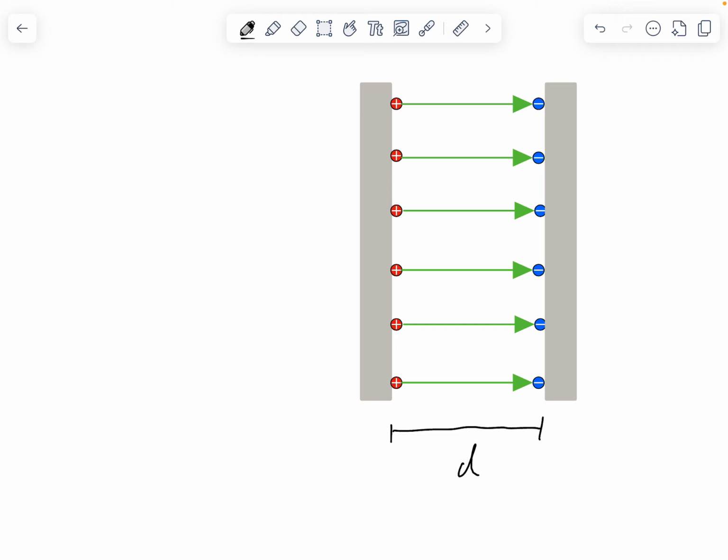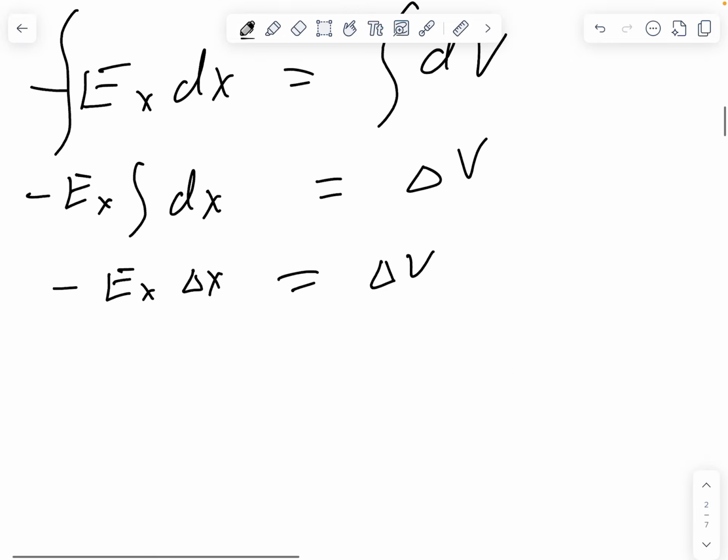So the field is dependent upon that distance of separation. It's one of the things that shows up. Okay, anyway, going back over here, for the purpose of our parallel plates, we just write it like that: negative E times D is equal to the change in voltage. And then one more step too.